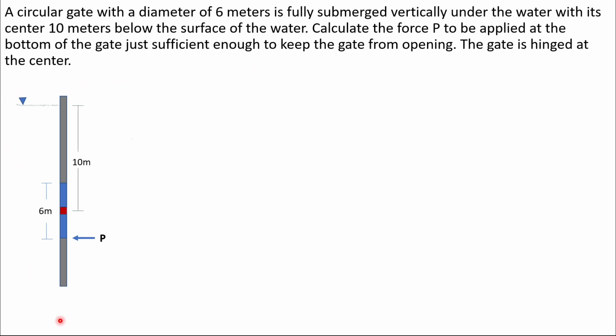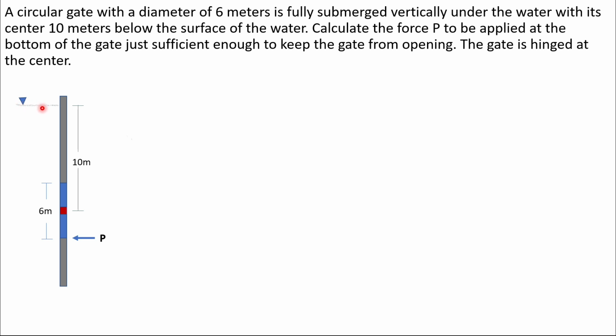So we have the figure of the problem here. We have this vertical wall, and this one here is the gate, this blue one, and it is hinged right at its center. This red one here is the hinge, and we are given the diameter of the gate. So diameter, this means our gate is circular. We have 6 meters diameter here, and we have the distance from the surface of the water, which is 10 meters.